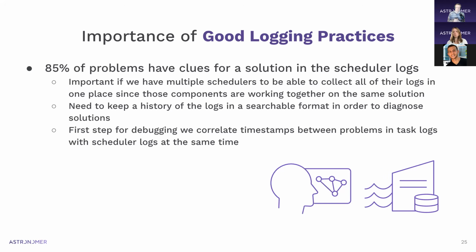So we keep a history of the logs in a way that we can search it. And then when I'm debugging customer deployments at Astronomer, my first step is always to correlate task logs and scheduler logs with the same timestamp and see if there's messages or clues happening between those two pieces. So having this really great logging system when we start to distribute, getting all of our task logs in one place, getting all of our scheduler logs in one place, and being able to search through and correlate these, there's a ton of information in there that's really great for debugging.